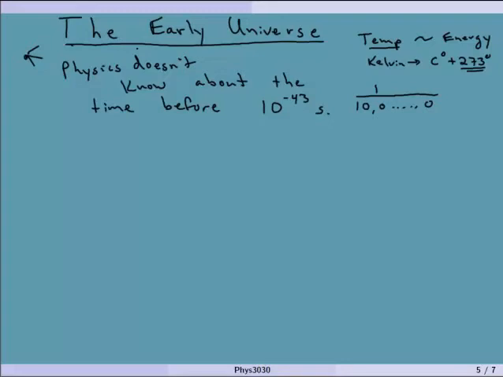Which is not very much time, but I can honestly say that we just don't know what's going on there, and this is the realm again of quantum gravity. And it's actually what my research is on, quantum gravity. There's not much that we can say about it. And this time scale relates to about 10 to the negative 35th meters, and this is called the Planck length.